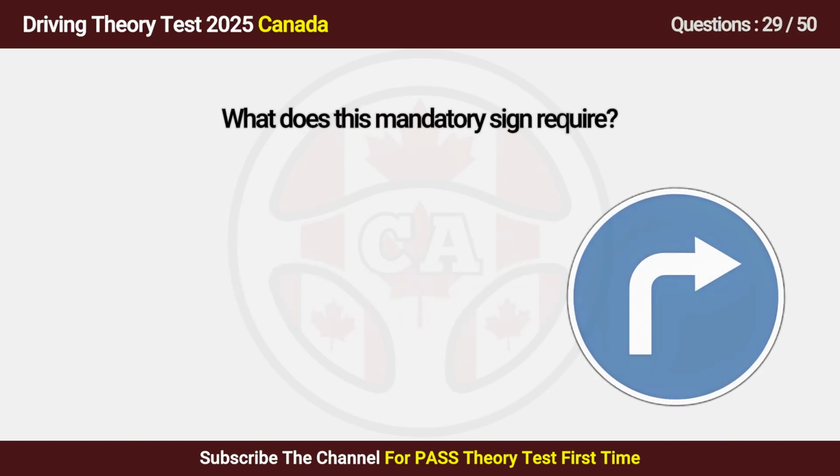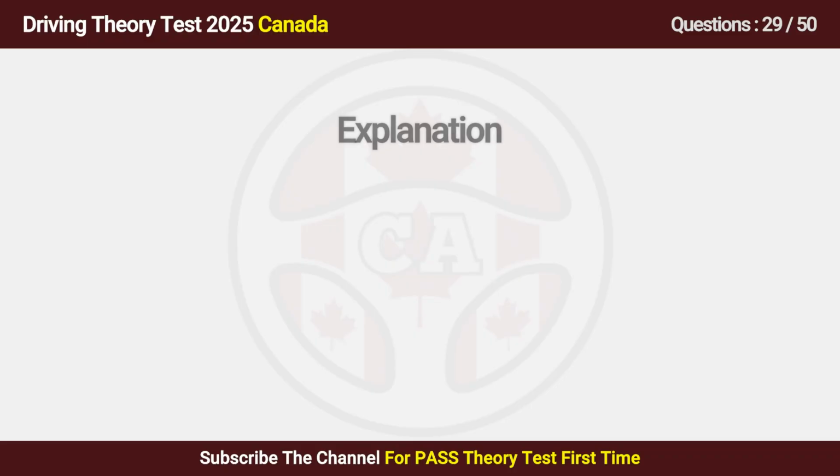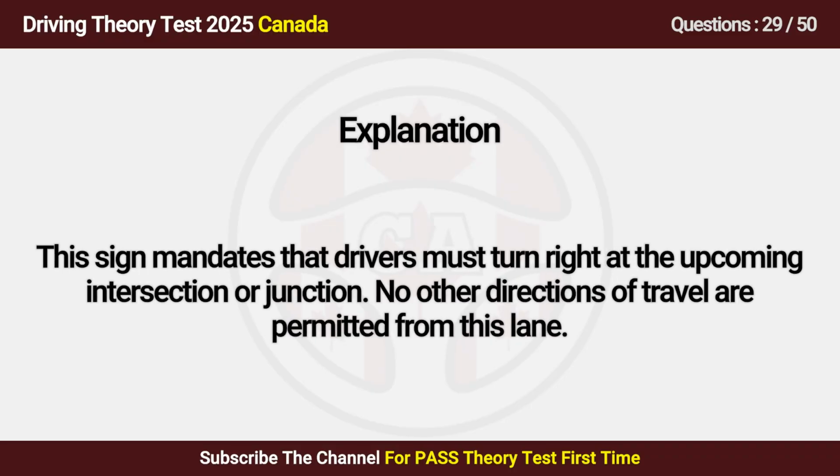Question 29. What does this mandatory sign require? A. Proceed straight. B. Turn right. C. Turn left. D. U-turn only. Answer is B. Turn right. This sign mandates that drivers must turn right at the upcoming intersection or junction. No other directions of travel are permitted from this lane.